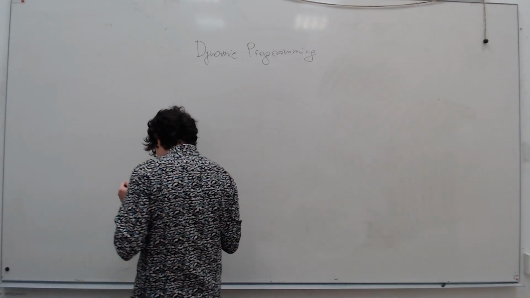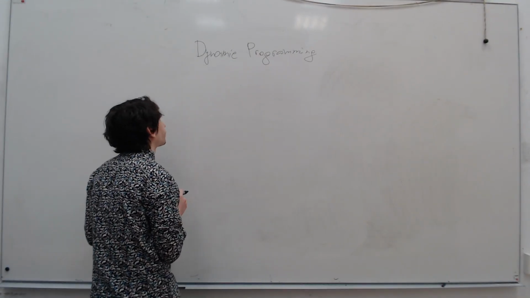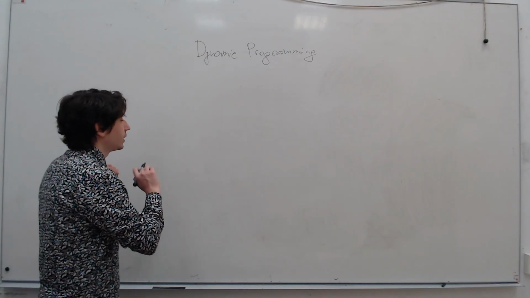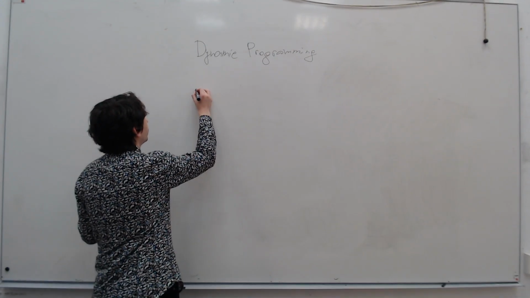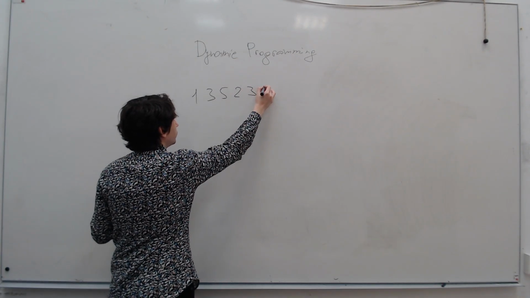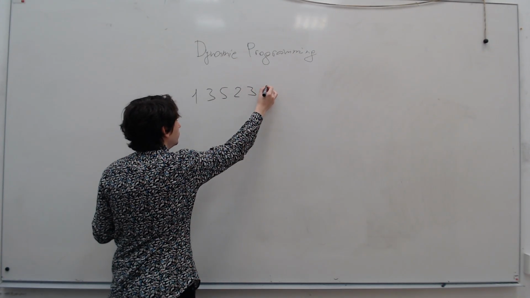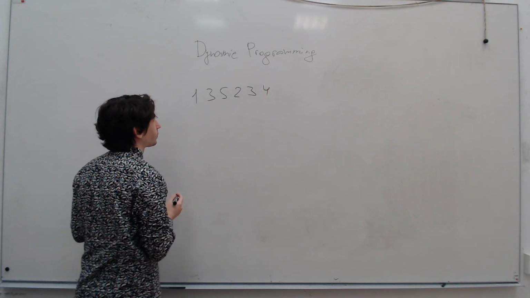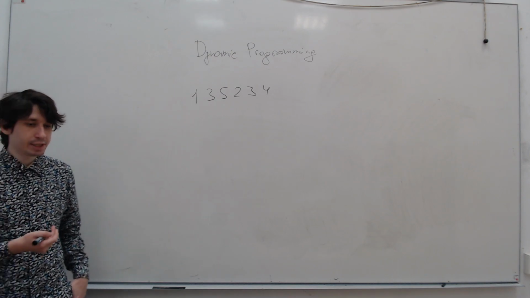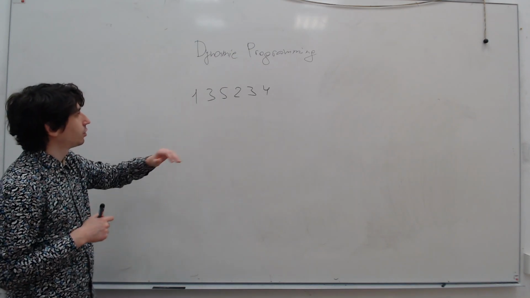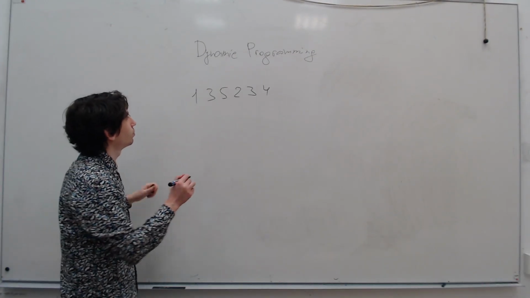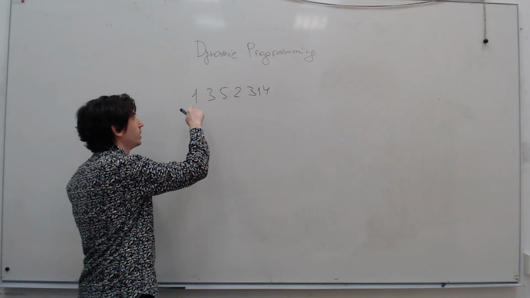Now we want to solve the following problem. You're given an array of integers, like 1, 3, 5, 2, 3, 4, and you want to calculate the longest increasing subsequence. For example, here the longest increasing subsequence will be 1, 2, 3, 4. And we can put somewhere here 1, for example, and it still will be 1, 2, 3, 4.